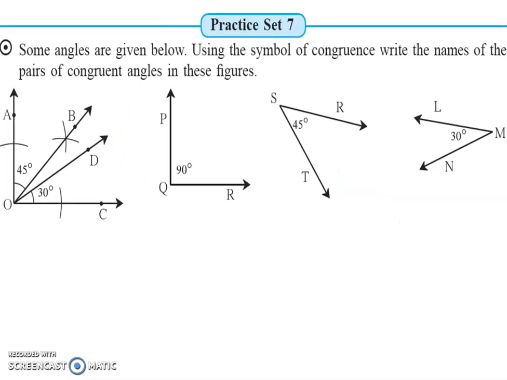Practice set 7. Some angles are given below. Using the symbol of congruence, write the names of the pairs of congruent angles in these figures. Now students, look at the first angle, AOC. Within it, you can see some more angles. So let us take the first pair of congruent angles.